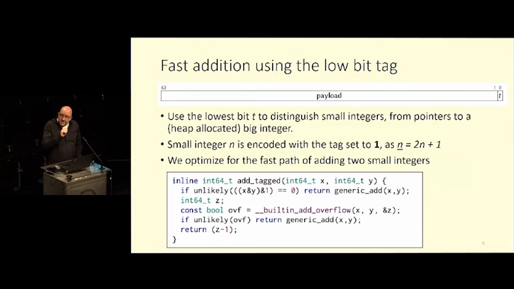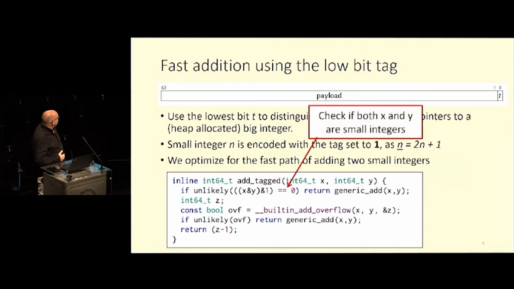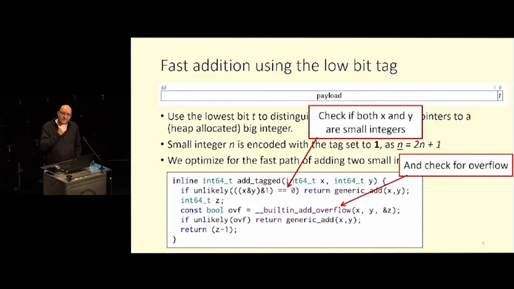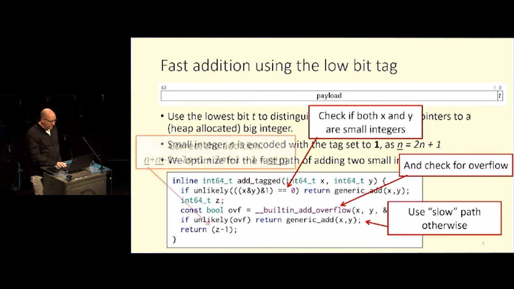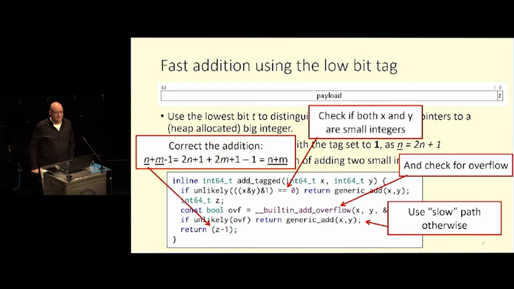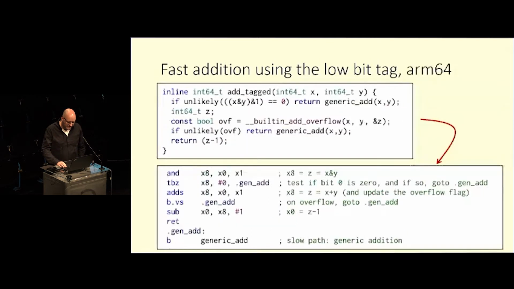Then when I do additions, I check if both arguments had the low bit set. If one of them didn't, I go to a generic slow path, right? Because maybe I'm trying to add two pointers to big integers together, and I have to do much more work. But this is all about the fast path. I also want to check if my addition overflows, and if that's the case, I also use the slow path. Then usually I have to fix up the bits after I did my addition. This is how most libraries work, or at least as far as I've seen when I looked around.